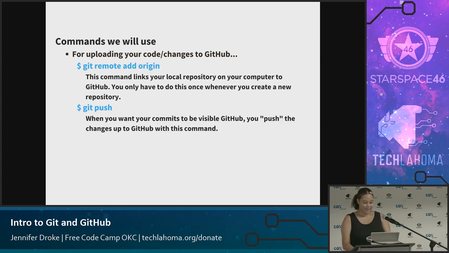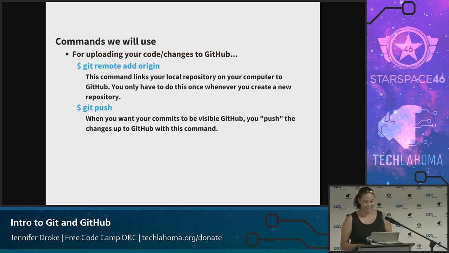And then finally, git remote add origin is what we're going to use to interact with GitHub and Git. Git remote add origin is how we're going to link the local repository on our computer to GitHub. And whenever you have a new repository, you only have to do this once to connect Git and GitHub to each other. And then git push, whenever you finally make your commits, all your changes, and you want to make those changes visible on GitHub, I picture it as like you push it up to the internet.